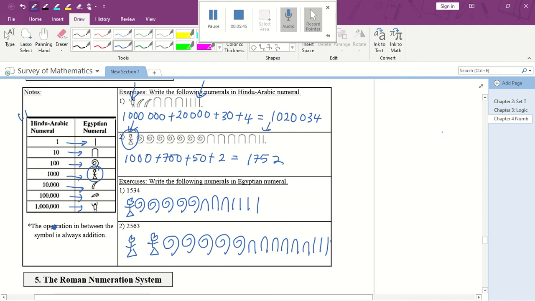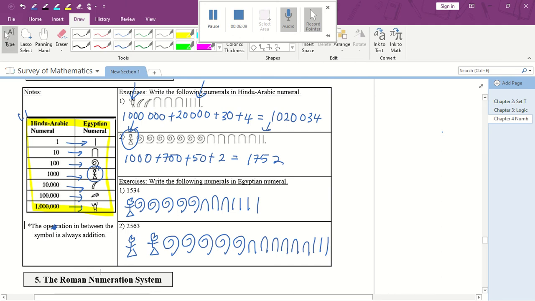That's it. So it's kind of easy, huh, for the Egyptian numeration system, but you just need to remember that there is addition between all the symbols, and it starts from the biggest to the smallest. And you need to remember this table. That's it for the Egyptian numeration system.